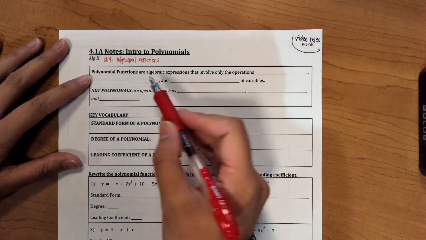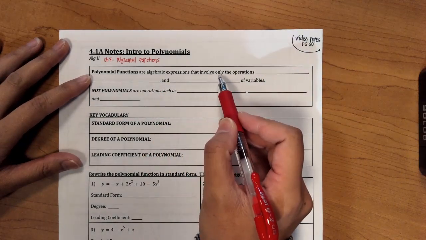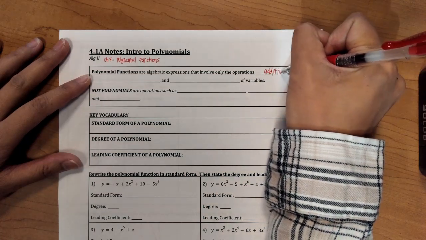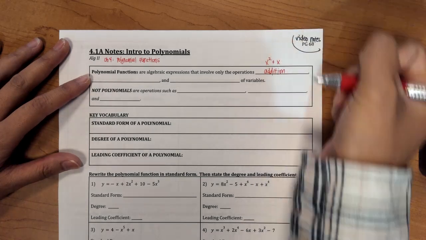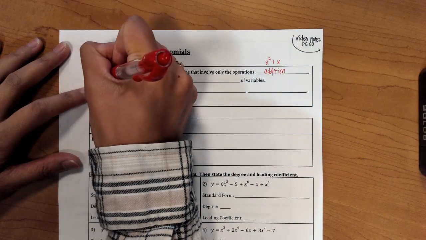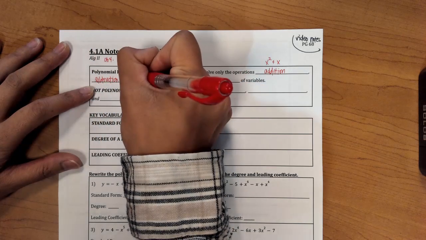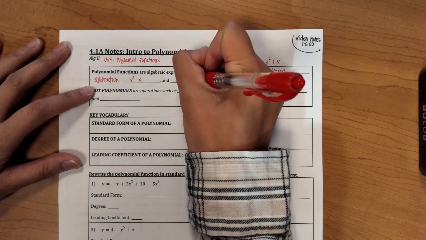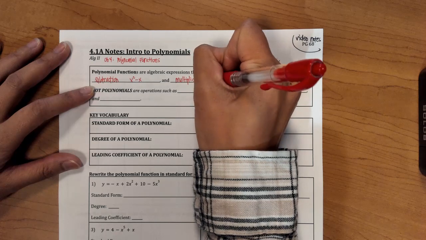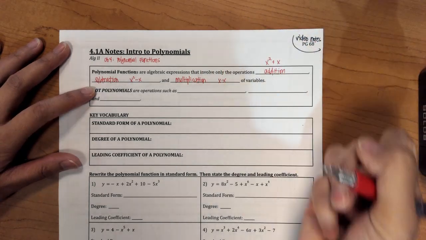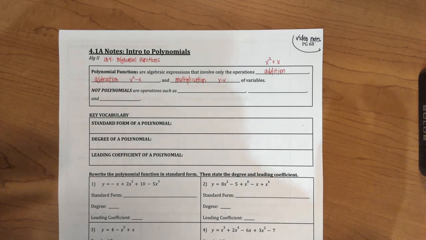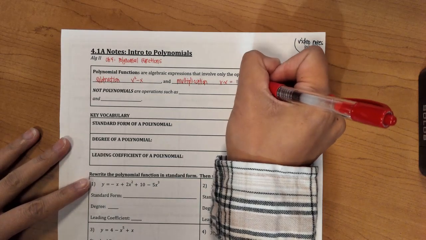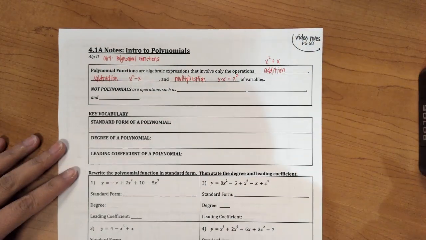And a polynomial function is an algebraic expression that involves only the operations addition, so something like this, subtraction, such as like x squared minus x, and multiplication. Knowing that like x times x is multiplication of variables, right? So we're adding, subtracting, and multiplying variables. That means we can have any exponent that we want, right? Because x times x is x squared, which is how we simplify things.